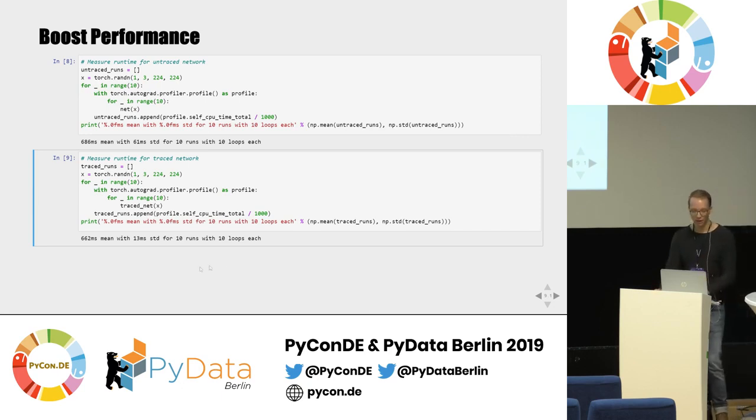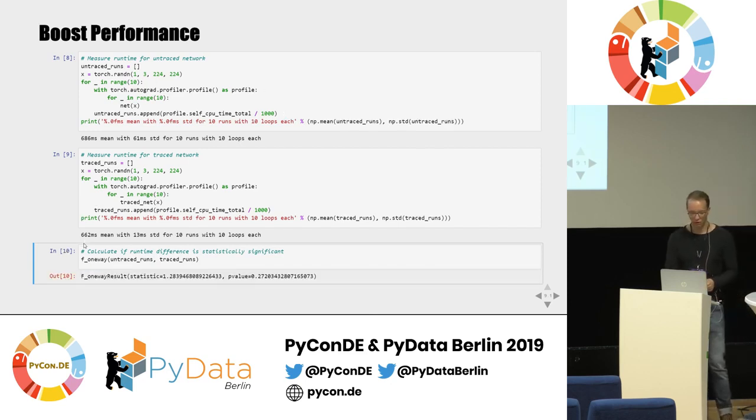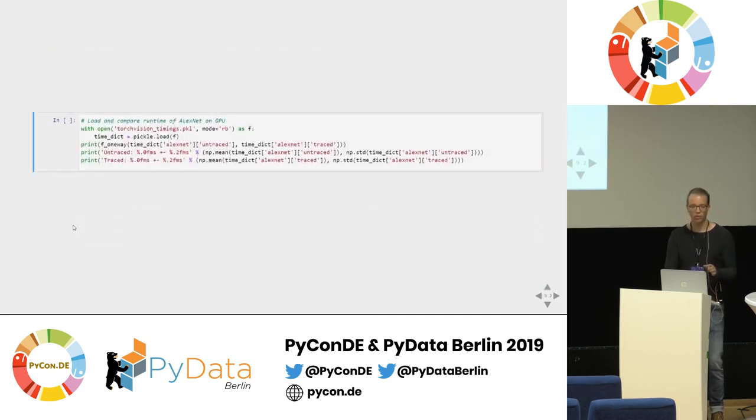And as we can see, the traced network is a little bit faster. It's not that much, but it's a little. And just to be on the statistically safe side, we're going to use ANOVA to see if it's a statistically significant difference between the runs, and it's not. So as we can see here, the standard deviation is still in the range where we can use ANOVA. And in the end, it's not really a statistically significant difference here. But this is only for CPU, let's head on to GPU runtime.